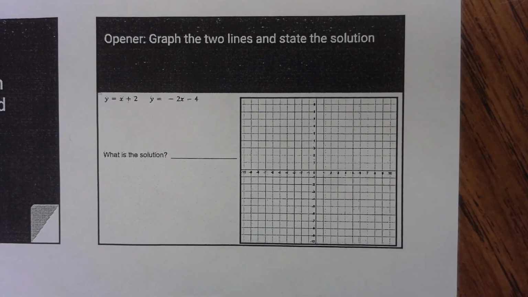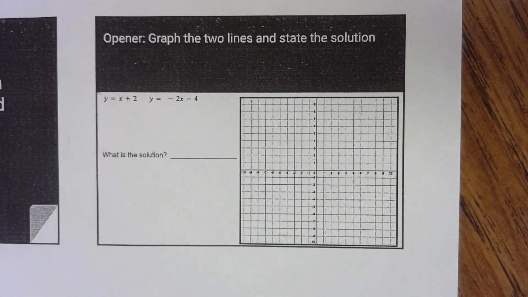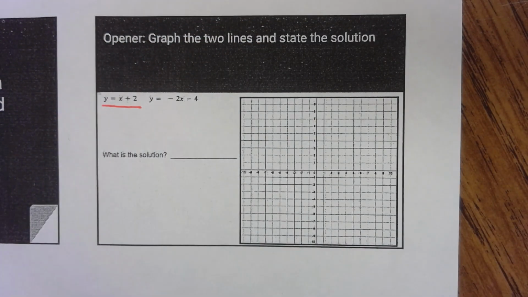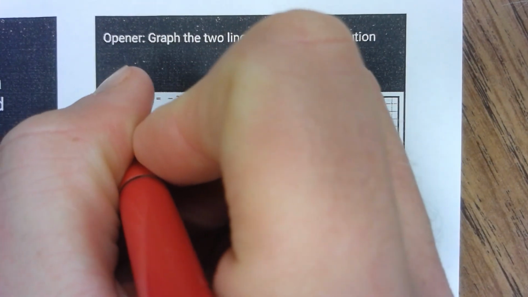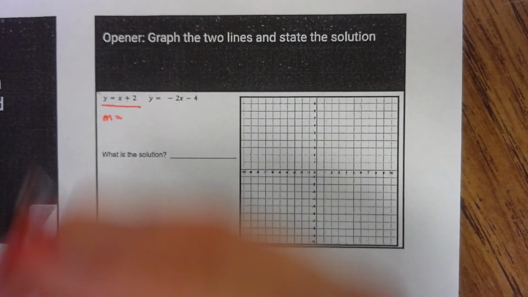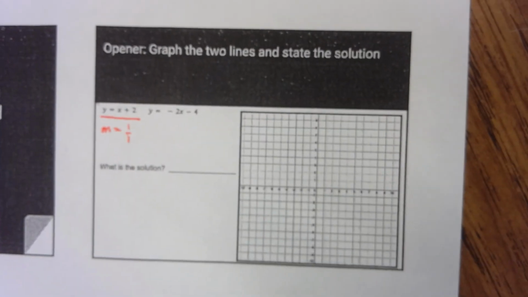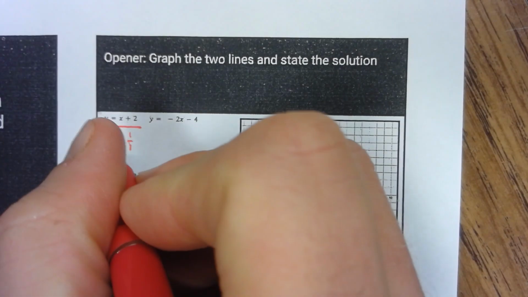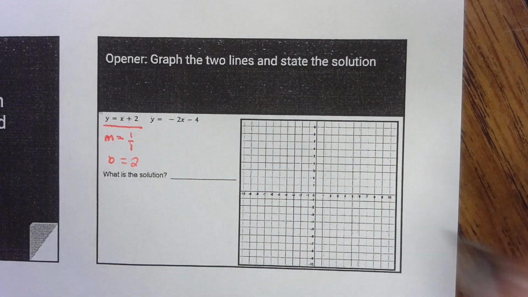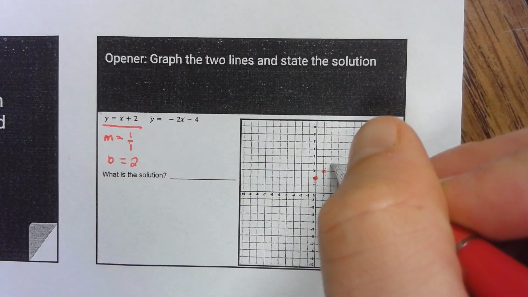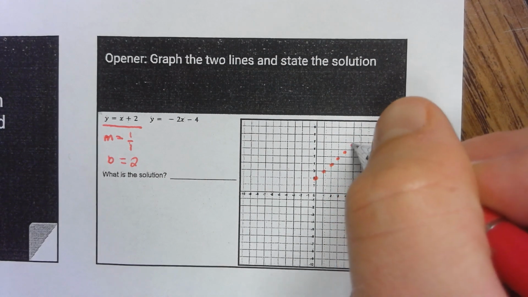For your warm up and this opener, when we see a system, remember that we're trying to describe where these lines intersect. I'll do this line in red. This is in mx plus b, so I know the slope and the y-intercept. The slope m is the number in front of x. If there's no number there, it's always a 1. So my slope is 1 over 1. Then the y-intercept, b, is at 2. So I'm going to put a dot at 2, and then I have my slope of up 1, right 1. I'm going to do that to span the entire graph.